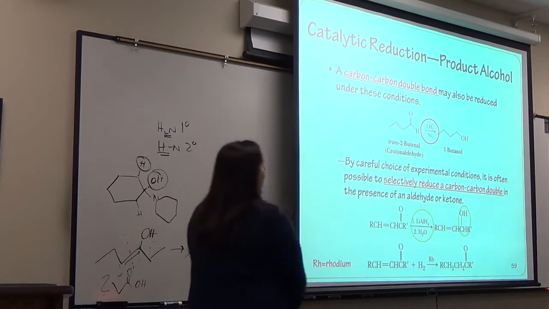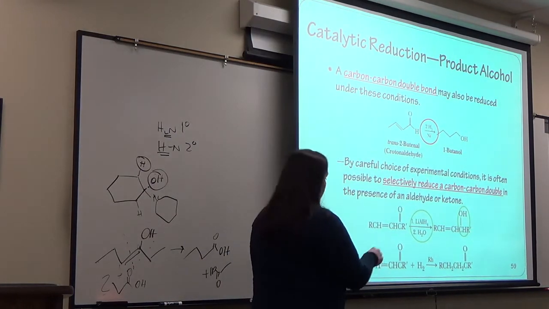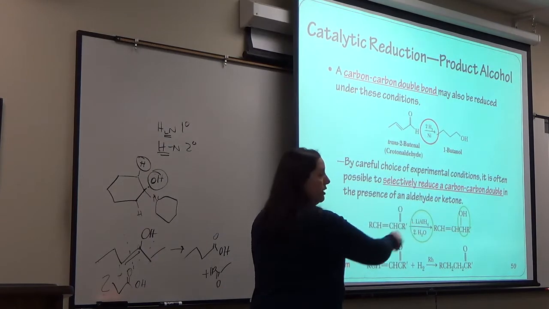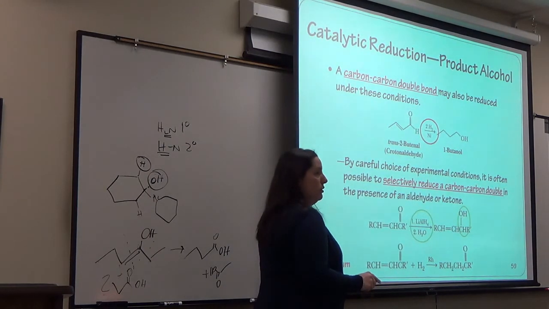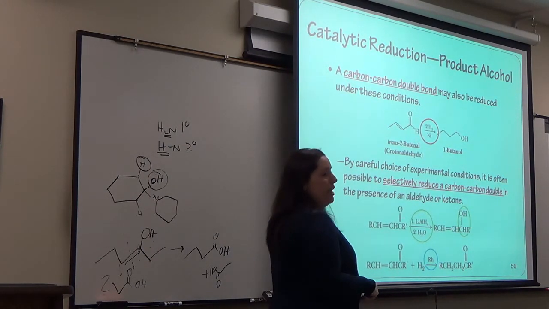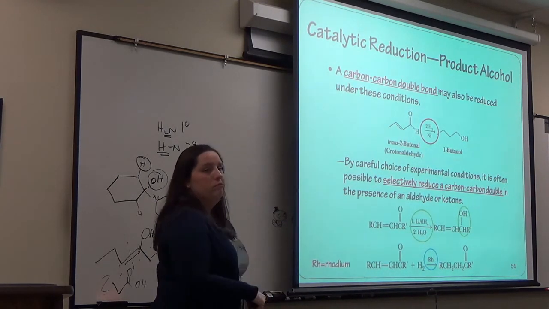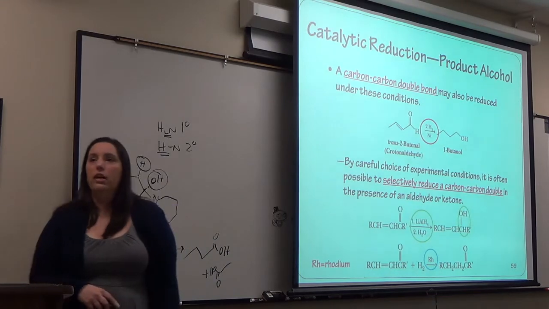Now what if I want the opposite? What if I want to only reduce the double bond, right, and keep the carbonyl the same, intact? Well, I can use another reagent, so it's called Rh, right? And it is rhodium. It's a metal on the periodic table.